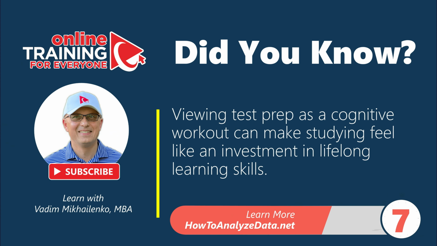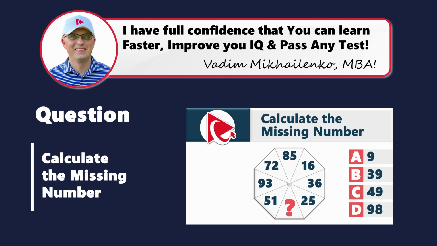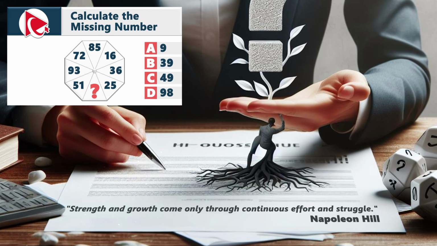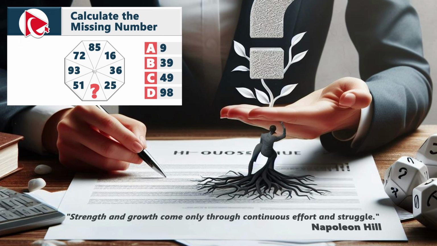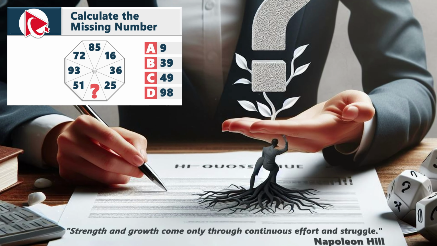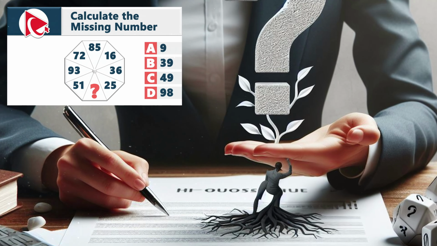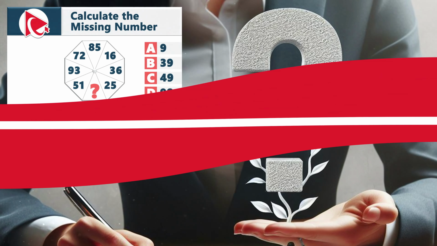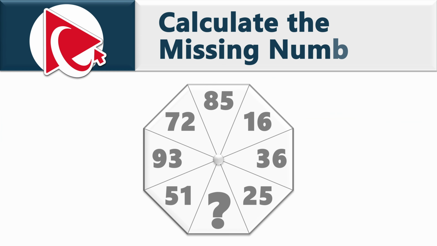Without a doubt, to solve this question, we need to embrace the famous quote from Napoleon Hill. Strength and growth come only through continuous effort and struggle. So embrace the challenges presented by this question as opportunities for your personal and professional growth, knowing that perseverance is the pathway to success. You're presented with the octagon.